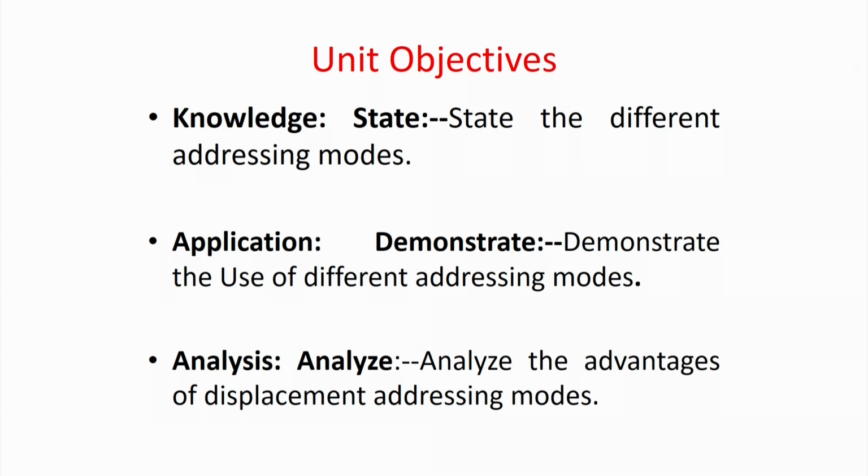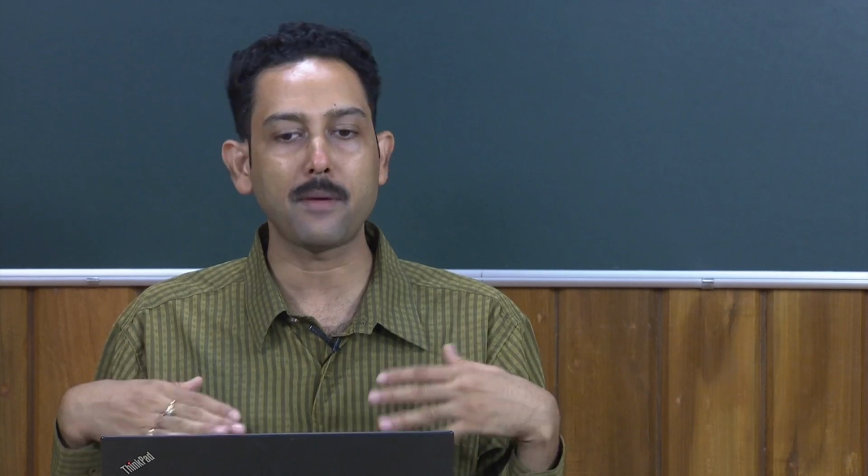And then what are the objectives of this unit? The objective of this unit is first knowledge: you will be able to state different types of addressing modes. Then next is an application objective: you will be able to demonstrate the use of different addressing modes, that is, when it is better, which one has a trade-off, which is faster, which is slower, which takes a larger space in the memory and so forth.